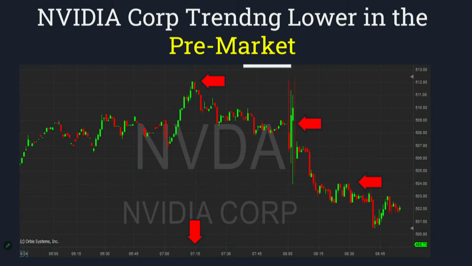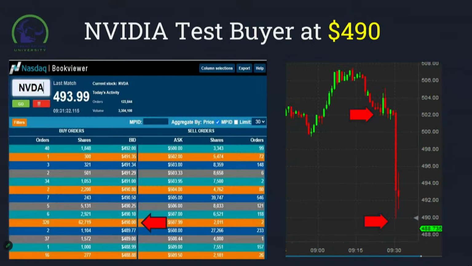Another thing your listeners have to understand is that with the Nasdaq BookViewer, you can view all the orders in the pre-market. Some brokerage firms do offer it, some of them don't, but at least you'll have a sense of direction where it's going. So the trend kept going down, down, down, and then obviously when the market opened, boom, the stock just dropped from a price of 502 all the way down to a price of 493.